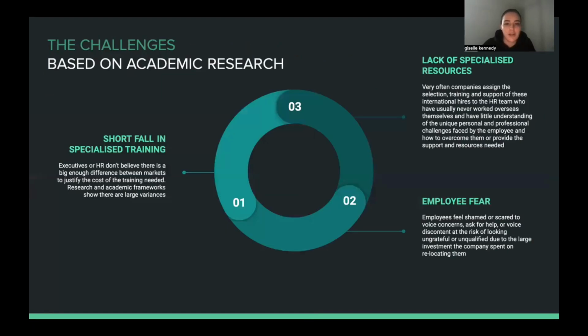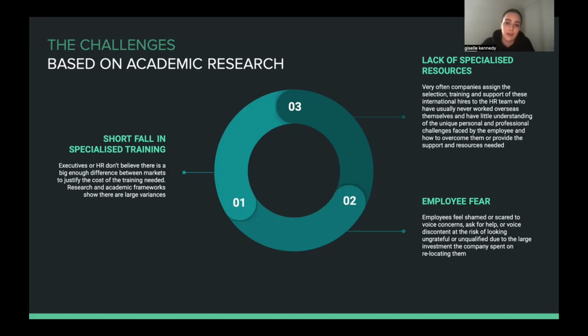If we look at organizations who actually fail to support their internationally hired employees, they often encounter these 3 top things, and this is based on academic research. So they have a shortfall in specialized training because executives or HR dismiss the difference between markets and unjustify the cost of adequate training needed. As we've seen in previous units, such as international business operations and cross-cultural management, the transfer of skills needs to be catered to each cultural market.